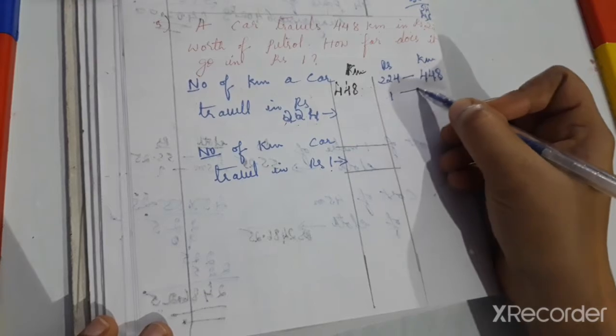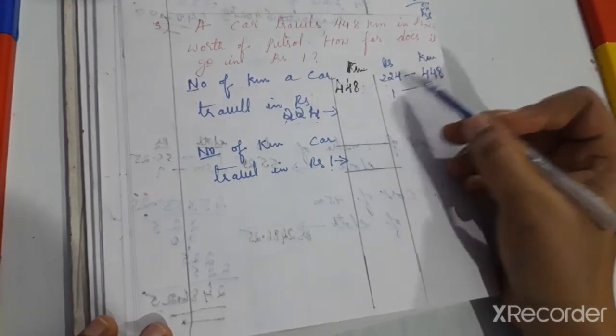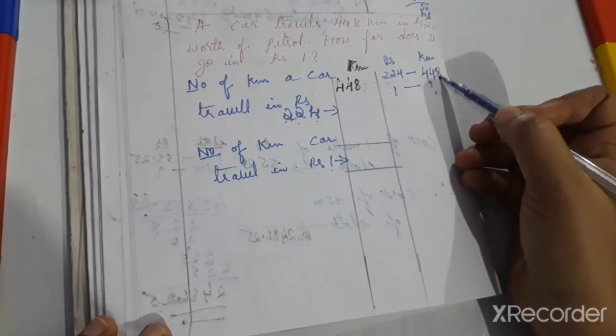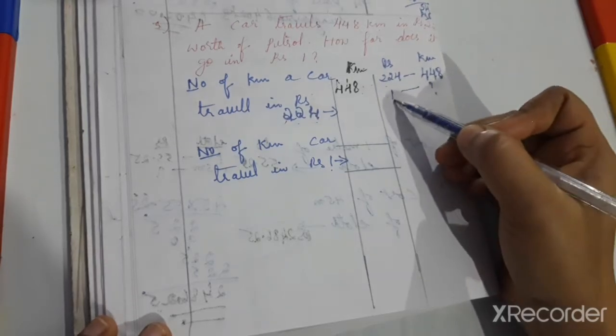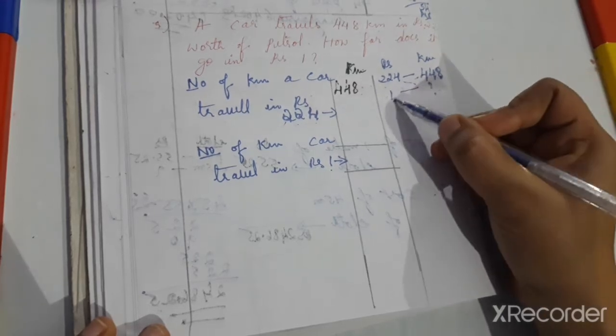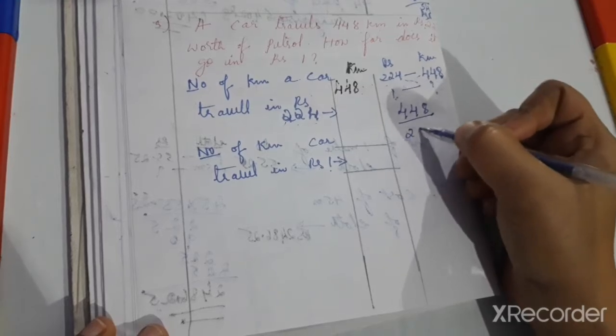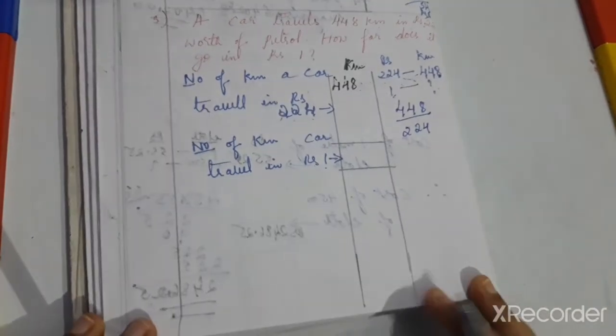For 1 rupee cost of petrol, how much? For 224 rupees cost of petrol, a car can travel 448 kilometers. For 1 rupee cost of petrol, how much? Cross multiplication means 1 into 448, 1 into 448 divided by 224.